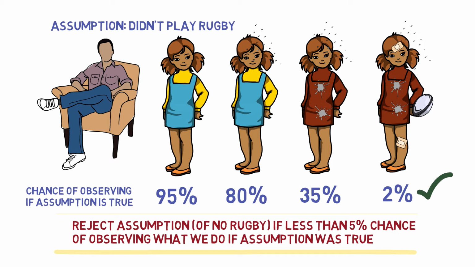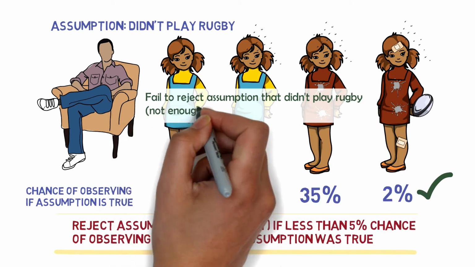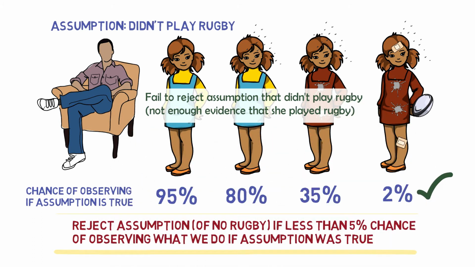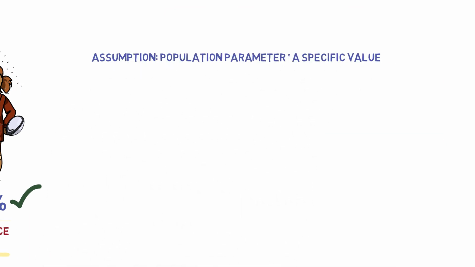In the other cases, clean or just muddy, right, that's sufficiently likely if the assumption is true that she hadn't actually played rugby. There's not enough evidence to reject our assumption that she didn't play rugby. So it's really the same thought process when we're making statistical inferences via a hypothesis test. In that case, we start with an assumption that a population parameter equals a specific value. For example, we might hypothesize that a regression coefficient in the population captured by beta equals 0, being tested against the alternative that it's greater than 0.